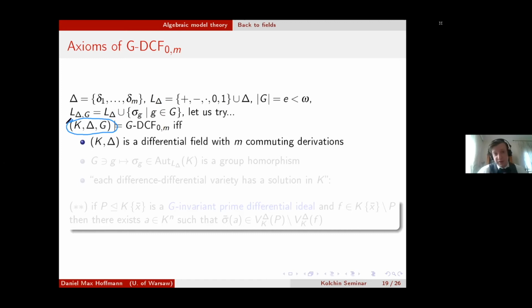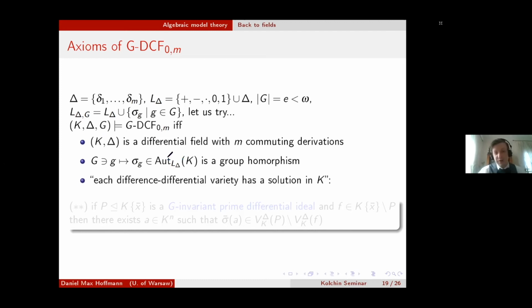So my first dot just says that it's a differential field with m commuting derivations. So I'm just saying that the first part, K and delta, is as I expect. And in the second dot, I'm saying G is a group, G gives me a group action, but note it's with respect to the language with derivations, so these are differential automorphisms, right? So G acts by differential automorphisms. And then the last dot is again the same as previously, so each difference differential variety has a K solution.